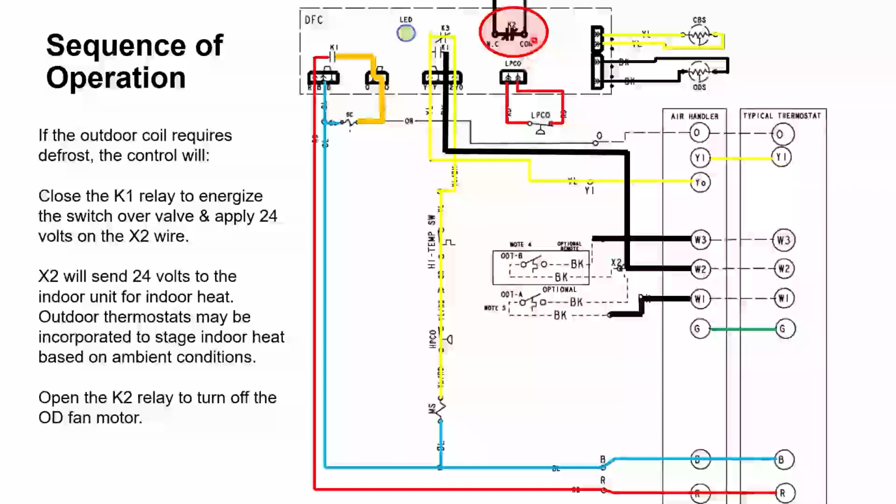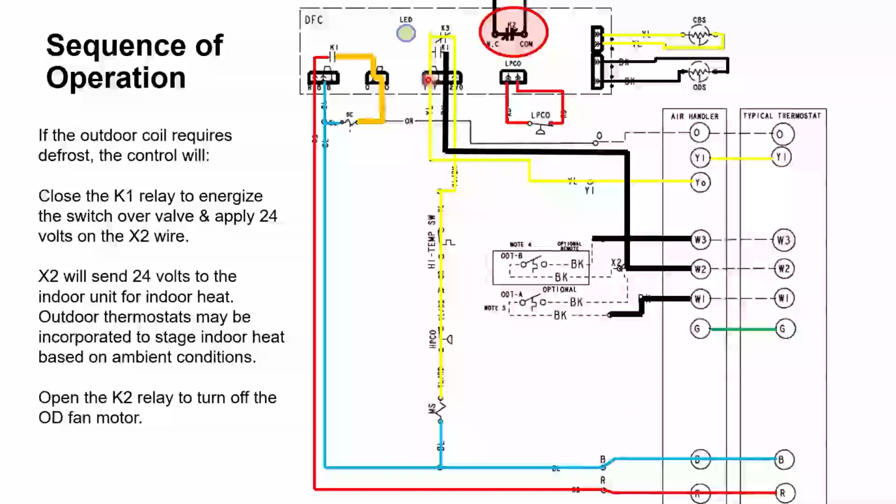Now, the other thing that happens during defrost is we are going to open our K2 relay. This is normally closed, so the fan runs whenever there's a call for the contactor, unless K2 opens. So we're going to open K2. Remember the 3 actions of defrost: put the unit into cooling mode, shut off the outdoor fan, and turn on the auxiliary heat. Whenever we go into defrost, every system should do that.